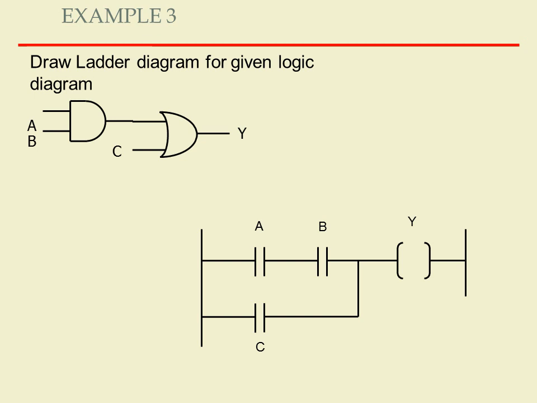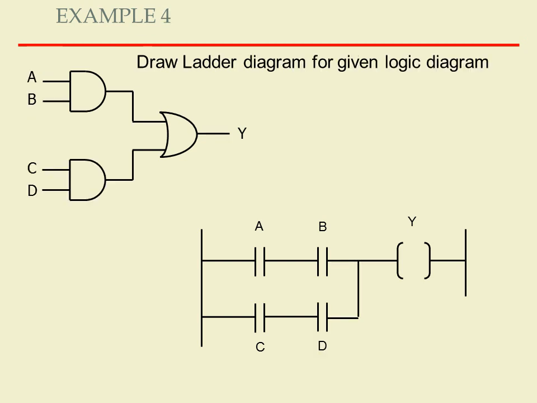So first A in series with B will give you one input to the OR gate, and the second branch in parallel will give you the second input C to the OR gate, and whatever is the output will be indicated by the Y, that is the output device LED.